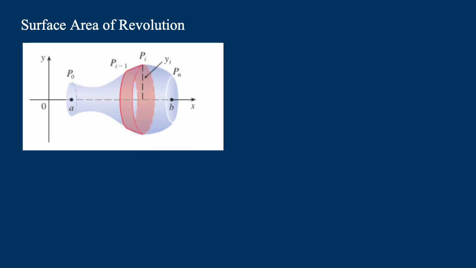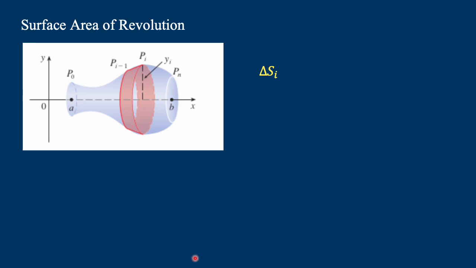Let's look carefully at just one tiny arc of the curve between pi minus 1 and pi. When the small piece rotates around the x-axis, it sweeps out a thin cylindrical strip. So how are we going to find the surface area of this? We want to find the area of the thin cylindrical strip.